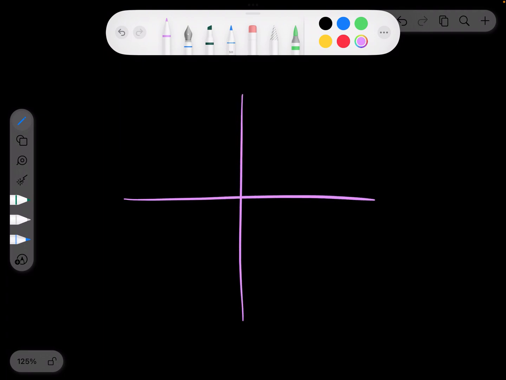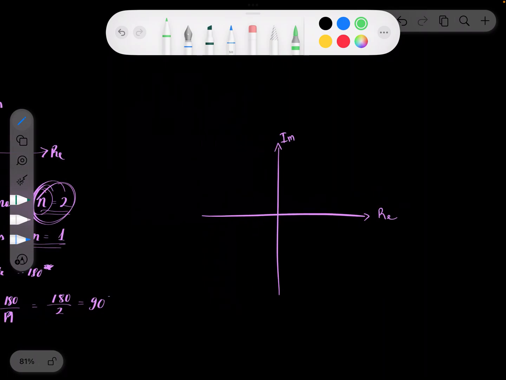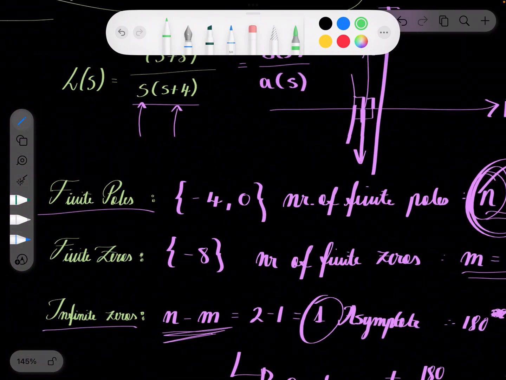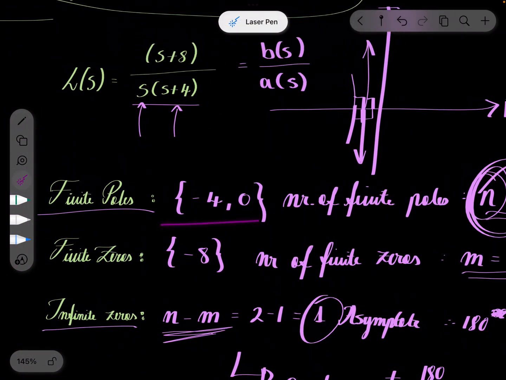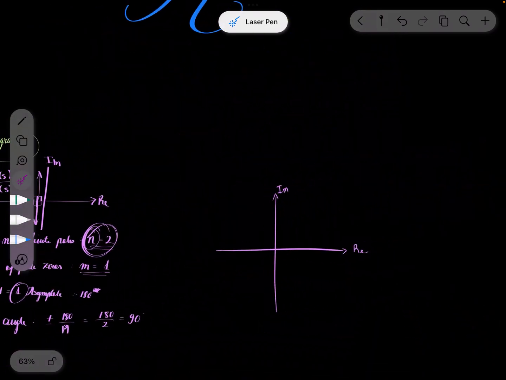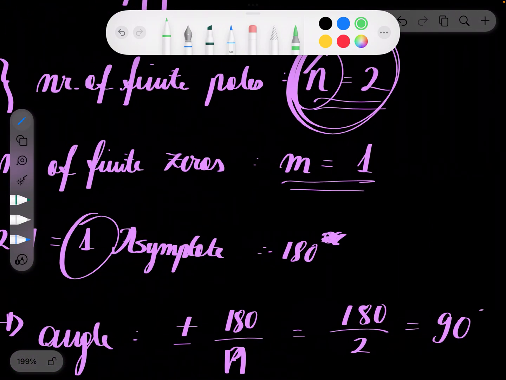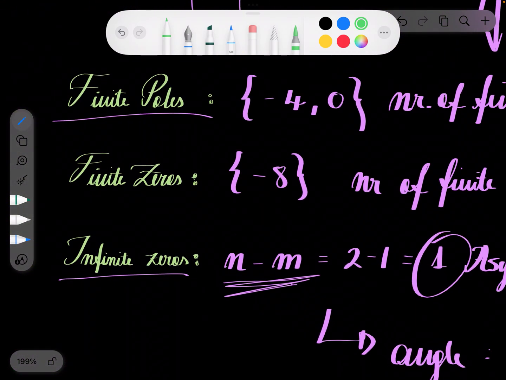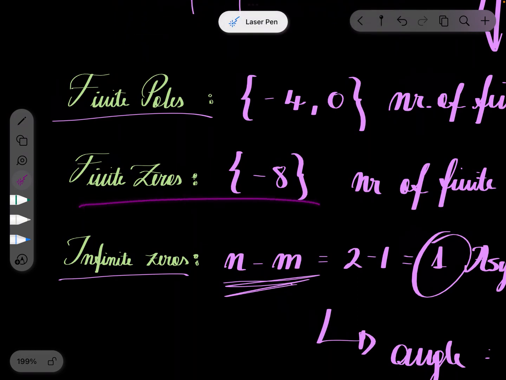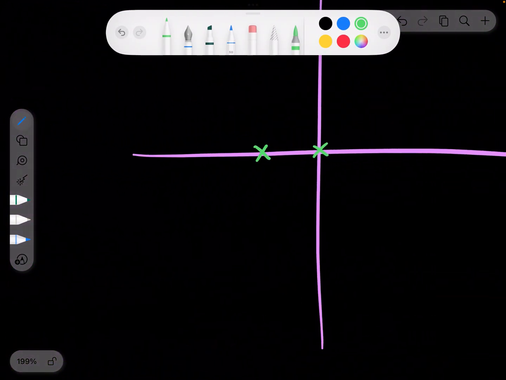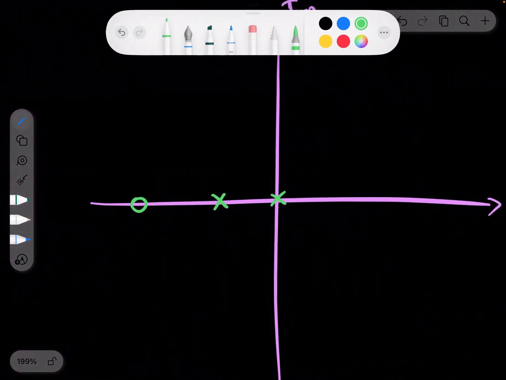So now let's draw our root locus diagram. Imaginary axes, real axes. So let's plot the poles first. We're going to have poles at -4 and 0. So we're going to write them using x's, -4 and 0. And zeros here. So at -8 we're going to have a 0.